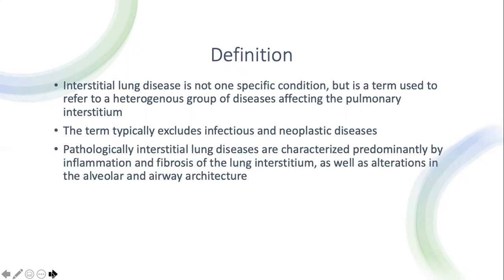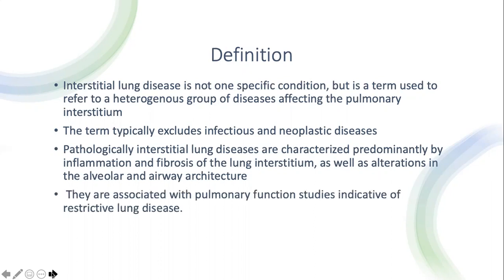Pathologically, interstitial lung diseases are characterized predominantly by inflammation and fibrosis that is seen in the lung interstitium. In addition to this, there are alterations in the alveolar and airway architecture. The interstitial lung diseases are all associated with pulmonary function studies that indicate a restrictive pattern of lung disease.